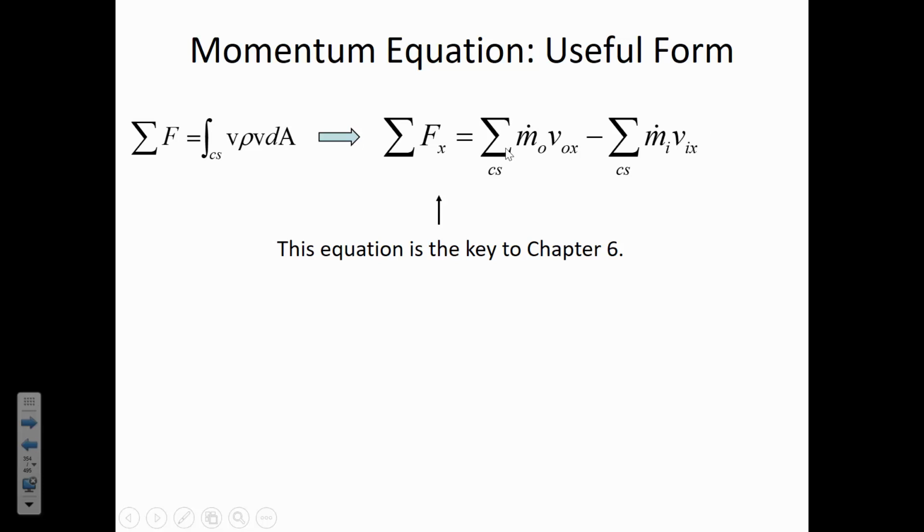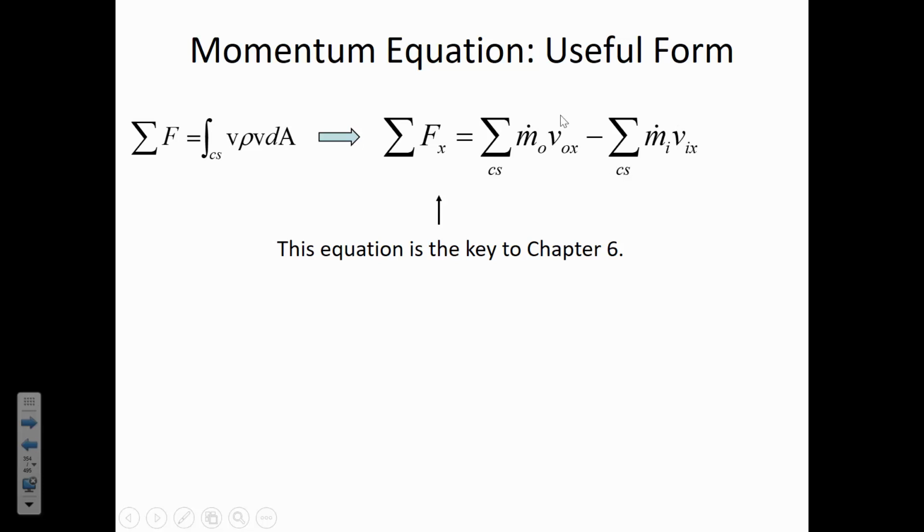And what it says is that the mass flow rate out of a control surface multiplied by the velocity out in the x direction. So you'll notice that we're only keeping track of what component of the jet's velocity is in the x direction, and then minus those same things, but now this is for the flow into a control volume rather than the flow out.